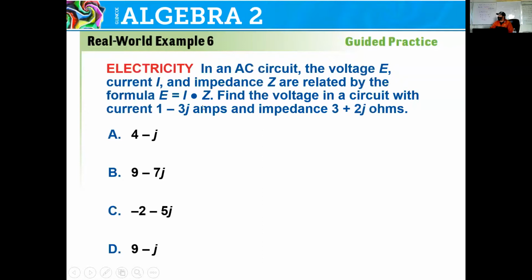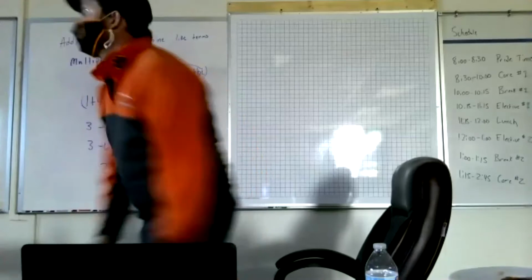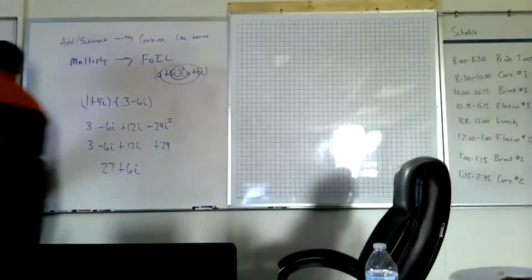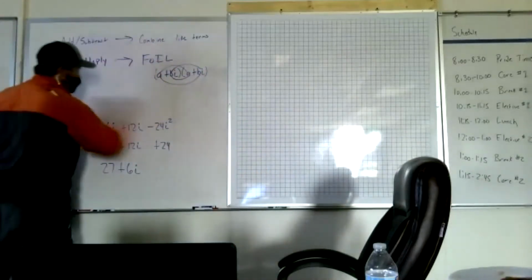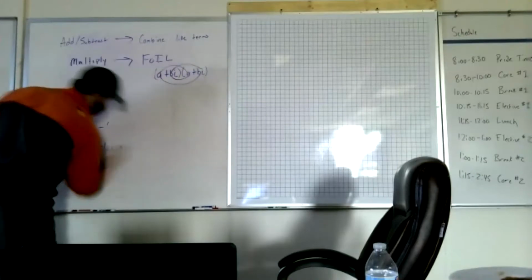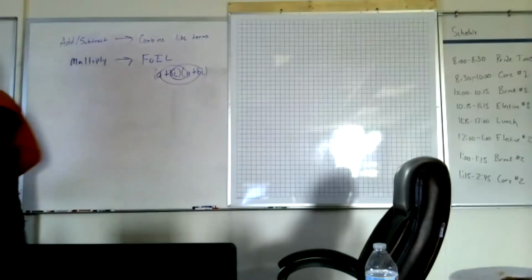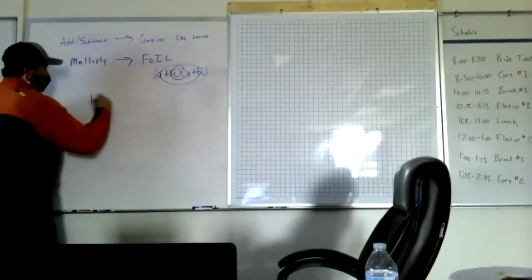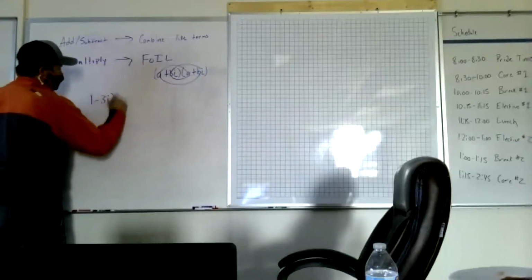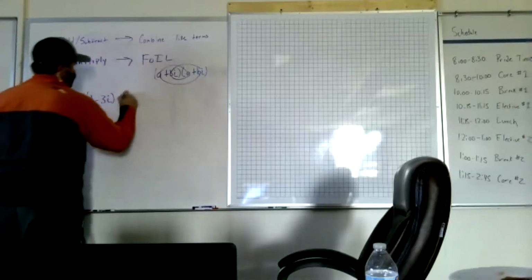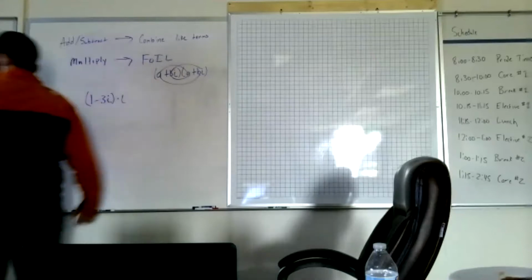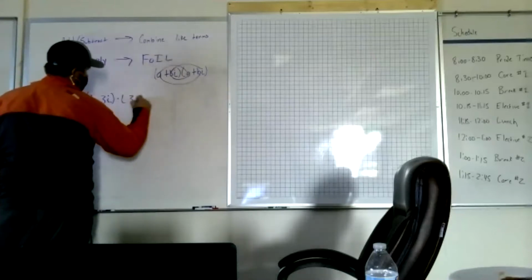Okay, here we have the next one. So we're doing the same formula. We're going to multiply 1 minus 3i times 3 plus 2i. So still using FOIL as we come through. So 1 minus 3i times 3 plus 2i.